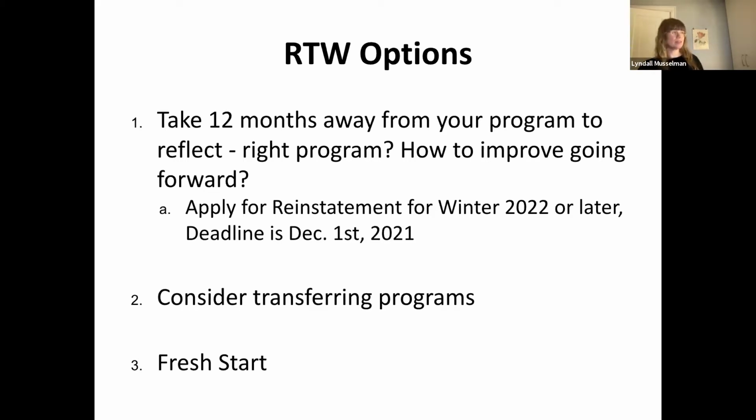And then number 2, think about transferring into another program. And just know that at Ryerson, transferring really means applying for admission to the other program. So if you're curious about qualifications, requirements for getting into another program at Ryerson, really talk with admissions.